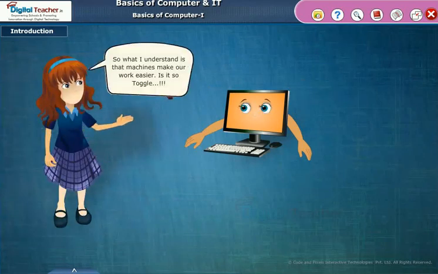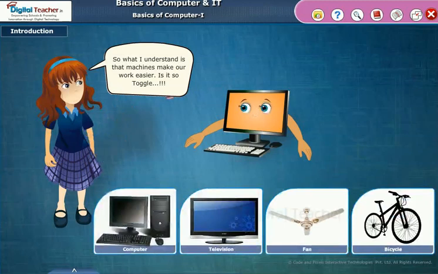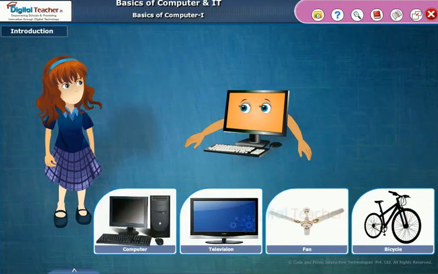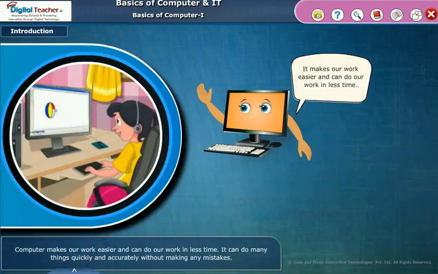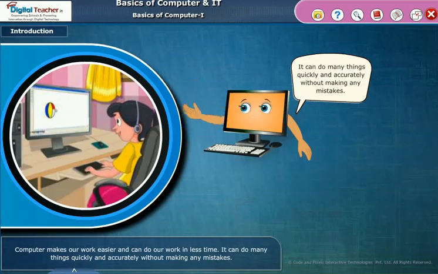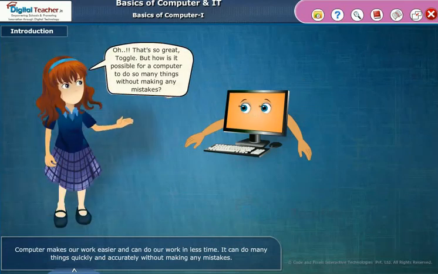So, what I understand is that machines make our work easier. Is it so, Toggle? Yes, absolutely, Chinky. It makes our work easier and can do our work in less time. It can do many things quickly and accurately without making any mistakes. Oh, that's so great, Toggle. But how is it possible for a computer to do so many things without making any mistakes?